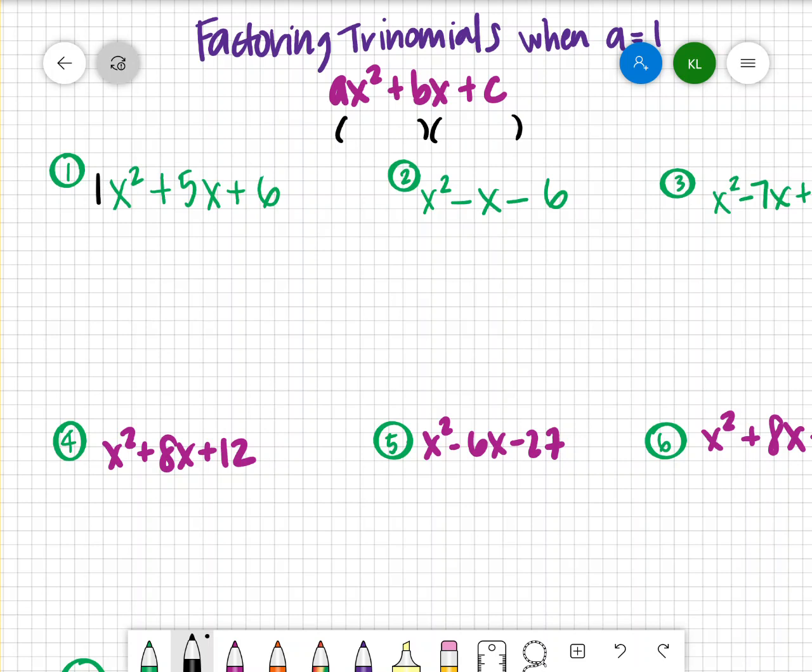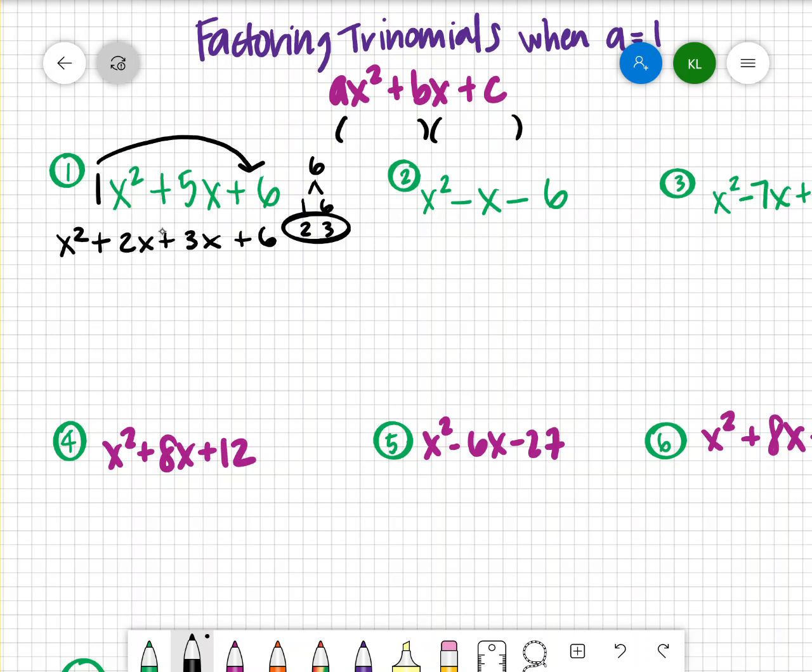The grouping method tells me to multiply my a and c term. So in this case, my a is 1 and my c term is 6. Then I would find factors of 6. So my factors of 6 are 1 and 6 and 2 and 3. And I'm going to read this backwards, finding factors of 6 that add up to be 5. 2 and 3 add up to be 5. So I then could rewrite this as x squared plus, and it doesn't matter the order, 2x plus 3x plus 6. So what I basically did was split up 5x into 2x plus 3x.